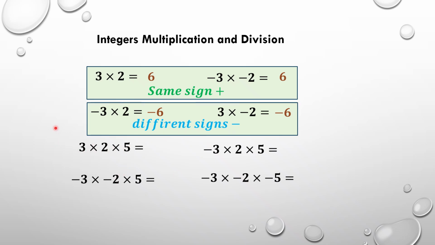Now let's look at this one here. 3 times 2 times 5. 3 times 2 is 6. 6 times 5 is 30. It's positive because they are all positive.